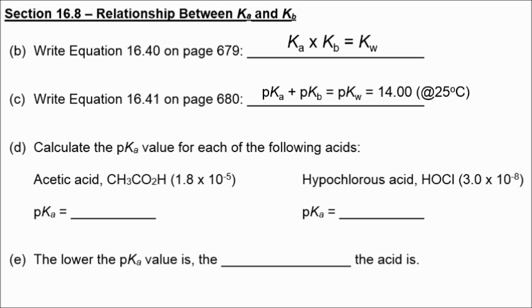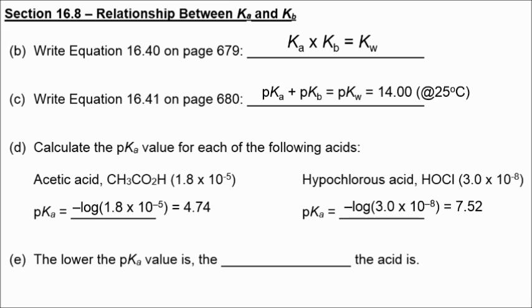Let's figure out the pKa value for each of the following acids. The negative log of 1.8 times 10 to the negative 5 is equal to 4.74. And the negative log of the other Ka value, 3.0 times 10 to the negative 8, gives us a pKa of 7.52. Now, which of these two acids is the stronger acid?